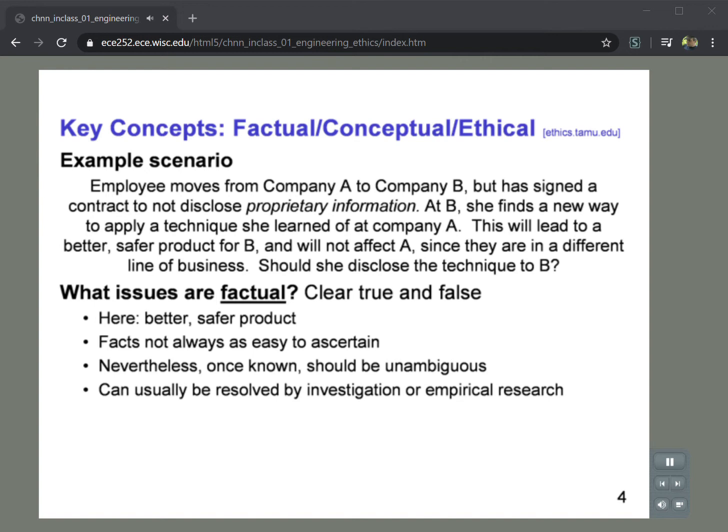Depending on the scenario, facts can be difficult to ascertain. They might be historical facts. There might be different people involved who might have different recollections of what happened. So there might be some uncertainty there.